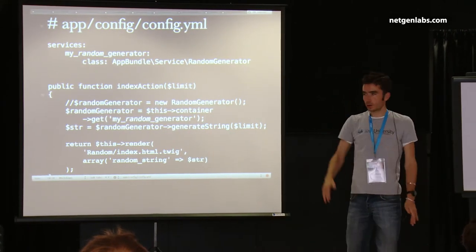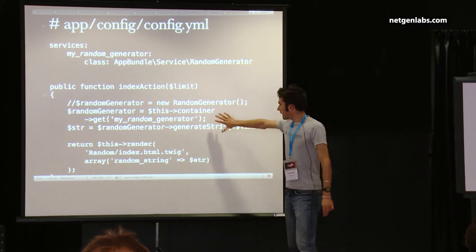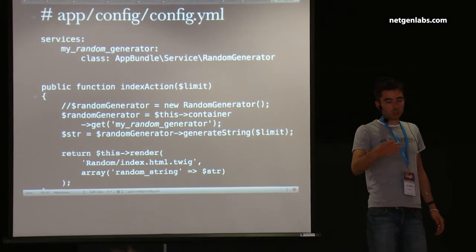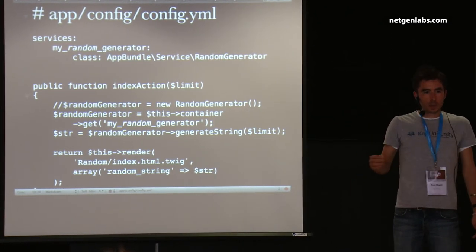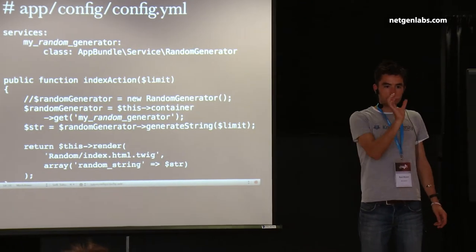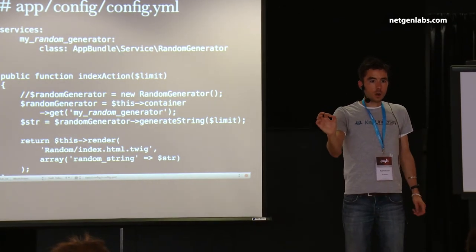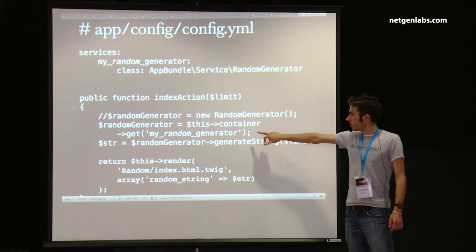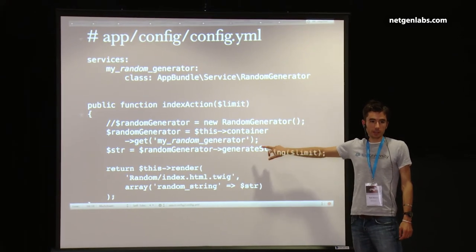So you've kind of done all this work. The big advantage of using this method here is, and I haven't shown you how to do it yet, that if our random generator gets a construct argument later, we only need to change one small thing here, and this will start working automatically again.